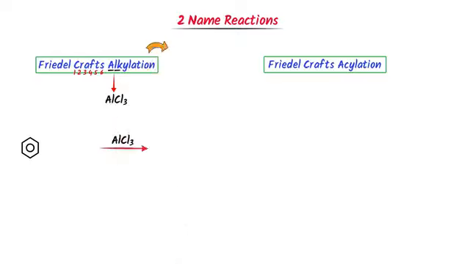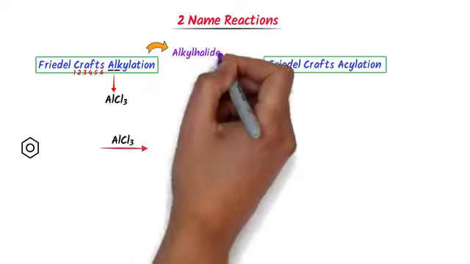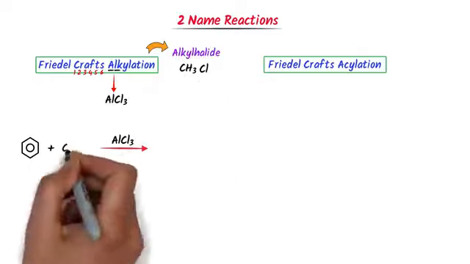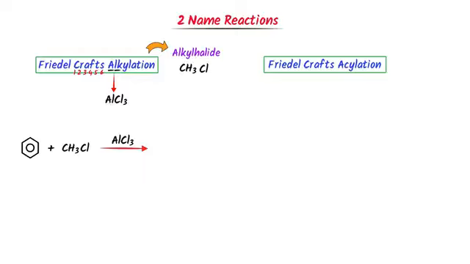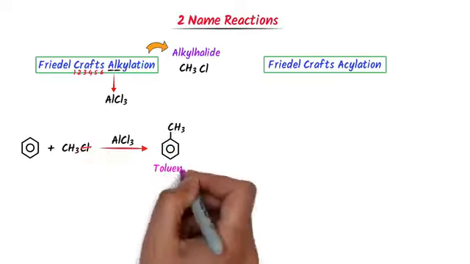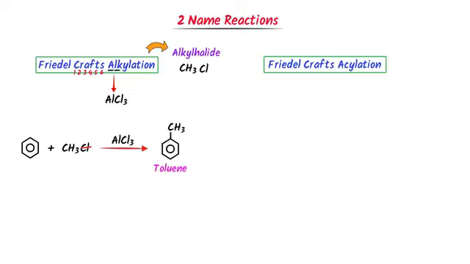Thirdly, alkylation means alkyl halide like CH3Cl. So I write here CH3Cl. These are the reactants of this reaction. Thus I can easily guess its product. Now I cut Cl and I attach the CH3 to the benzene ring. I get toluene. This is the Friedel-Crafts alkylation.